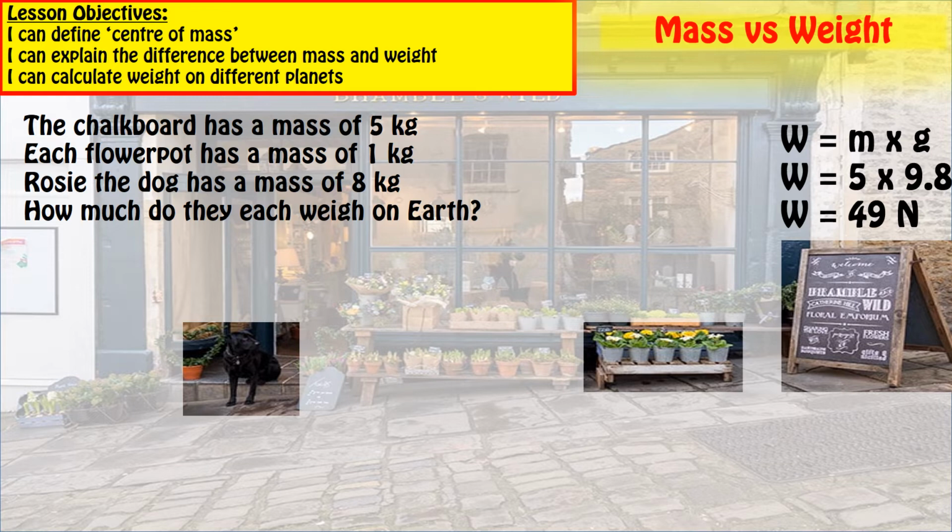So E, equation, M, method, A, answer, U, unit. Always write out your sums in full. So if you've got weight equals 49 newtons, give yourself a tick. Well done. Let's look at a flower pot.